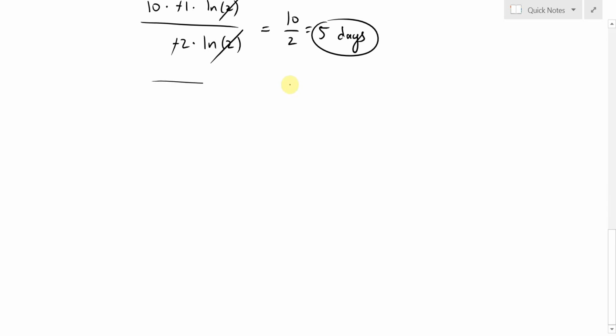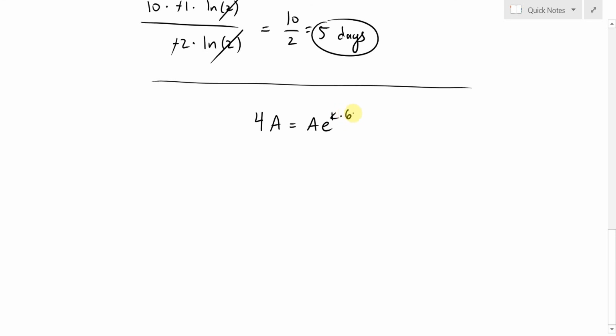Alright, the next question was, this time we're growing, and it says we grow to 4 times our original amount. So we're using the exact same formula, and it really doesn't matter whether we're growing or decreasing. It's the same formula. This time it takes, sorry, it takes 6 hours.